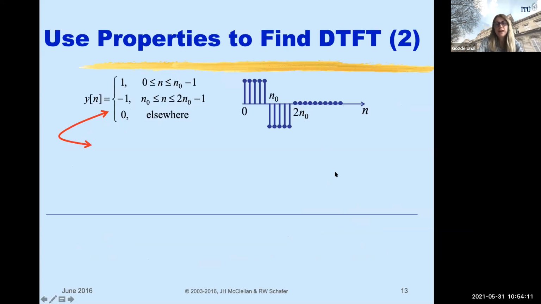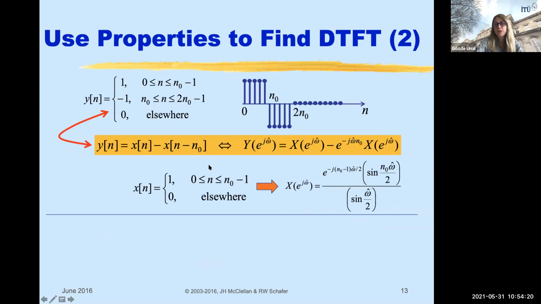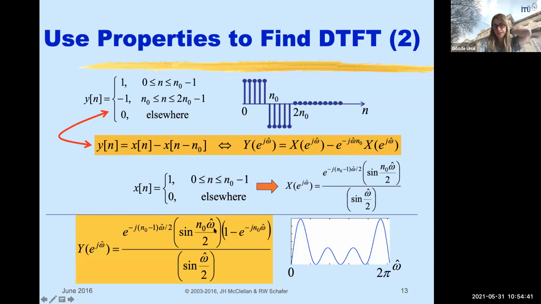That's it. Now we know this pair, Fourier transform, time domain on the left, Fourier domain on the right. Now we want to calculate the other side exactly as here. The shifted part will have the same Fourier spectrum X, multiplied by minus e to the minus j omega hat n0, this phase shift. Then add them up, and we have the final spectrum. So Y(e^j omega hat) is the Fourier transform of this given signal.